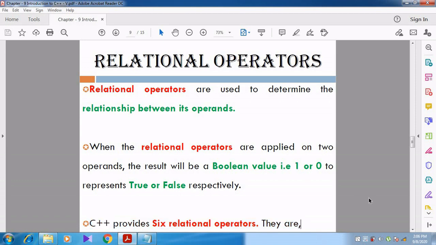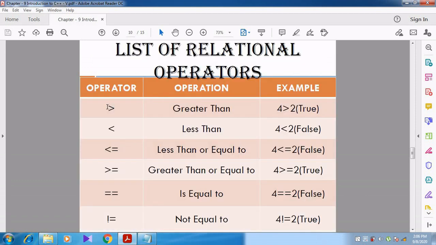You might have studied them in the lower classes. Here: greater than symbol, then less than symbol, then less than or equal to, then greater than or equal to, then is equal to, then not equal to. Double equal to means is equal to. This exclamation represents not, so not equal to.